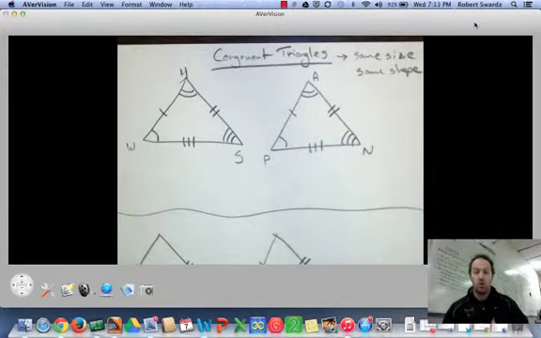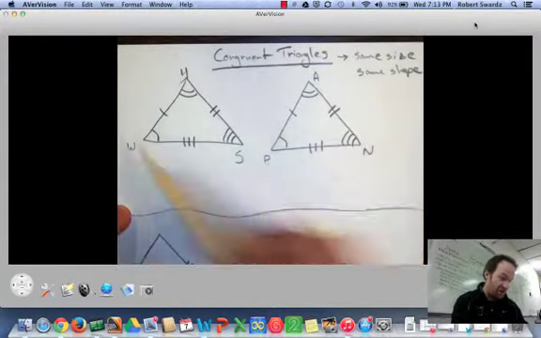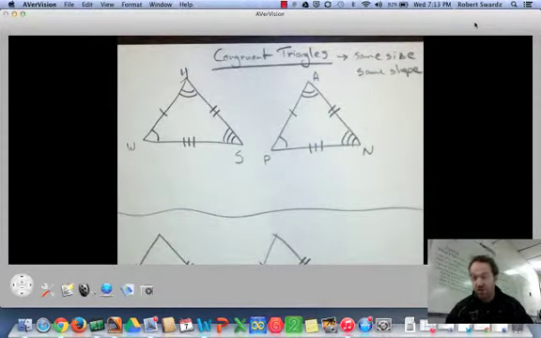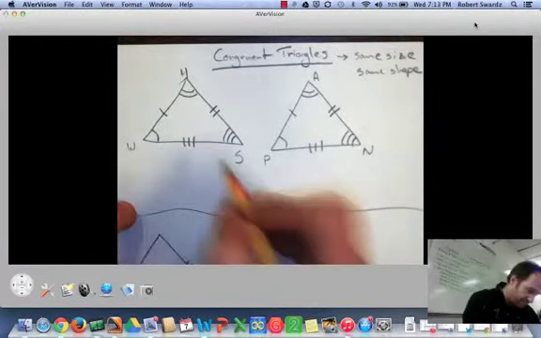So how do we know when triangles are congruent? Do we have to show that all 6 of these pairs of things are the same? Or is there a shortcut? Thankfully, the answer is there are shortcuts. There are actually several shortcuts that we'll see in a second.